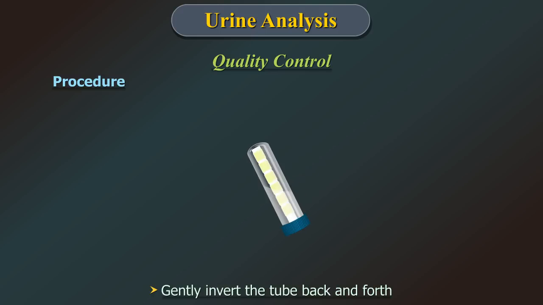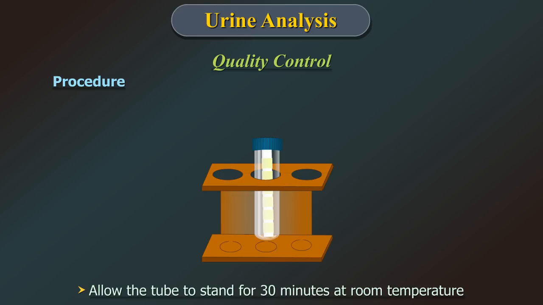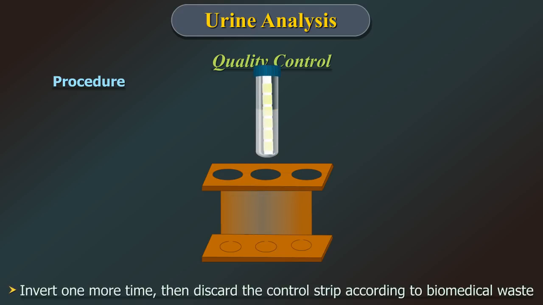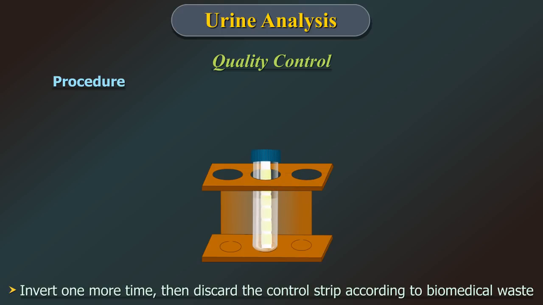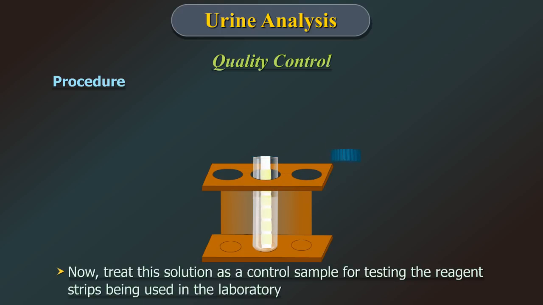Gently invert the tube back and forth for 2 minutes. Allow the tube to stand for 30 minutes at room temperature. Invert one more time, then discard the control strip according to the laboratory protocol. Now treat this solution as a control sample for testing the reagent strips being used in the laboratory. Follow the same procedure for reagent strips as described earlier.